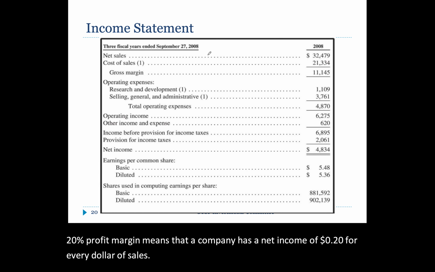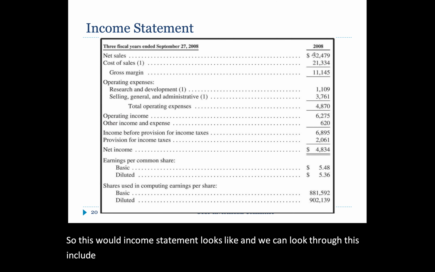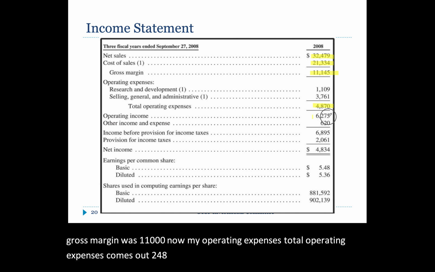So this is what an income statement looks like, and we can look through this income statement and find, okay, net sales was $32,479. Cost of sales was $21,000. Gross margin was $11,000. Now my operating expenses, total operating expenses comes down to 4,870. Right? My operating income then is 11,114 minus 4,870, which gives me 6,275.